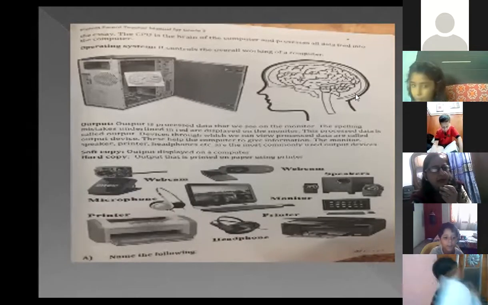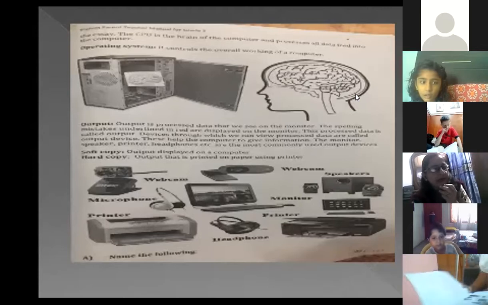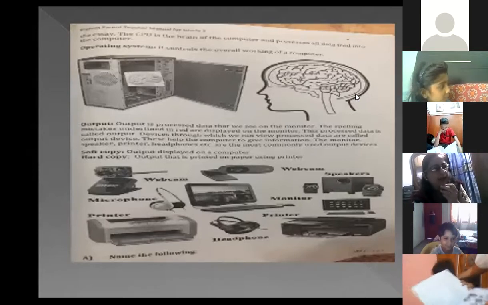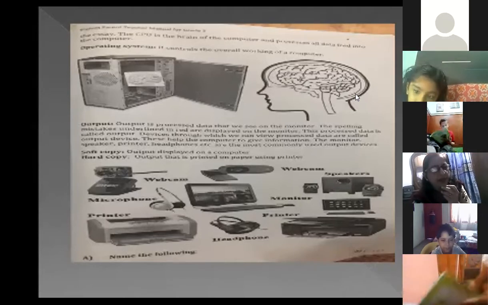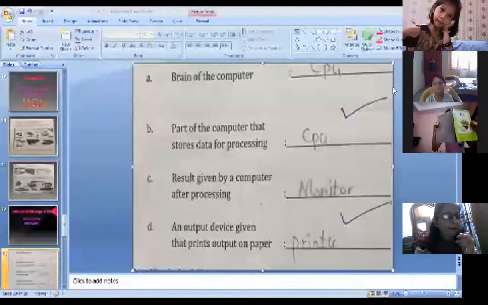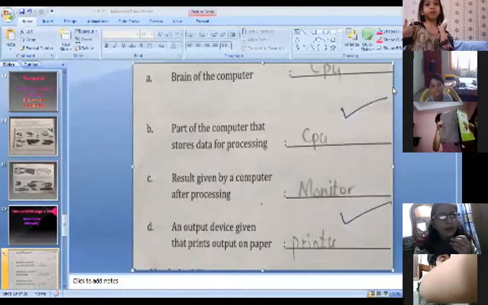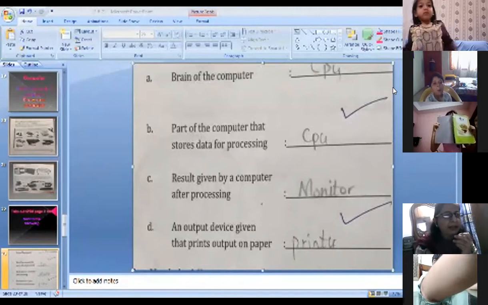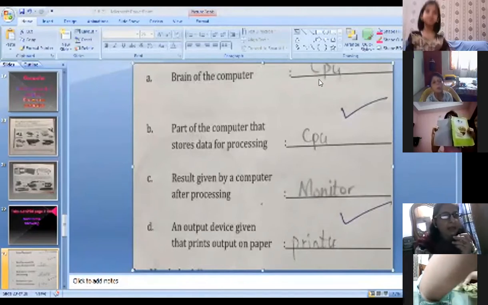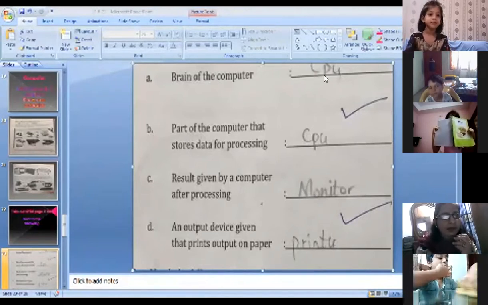Okay, CPU now is the brain of computer. Very good, Shalini. Excellent. Now come on. Very good, Hanya. Excellent. Brain of the computer is CPU. So you all write here CPU. Very good, Varisha.